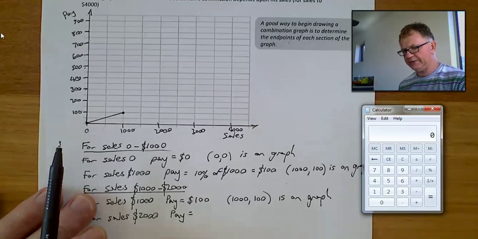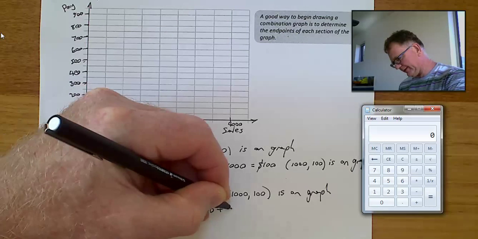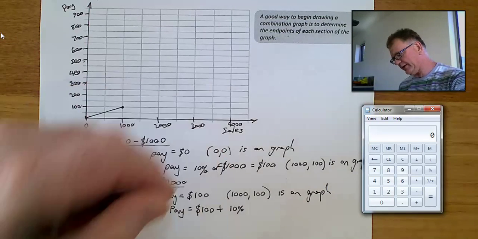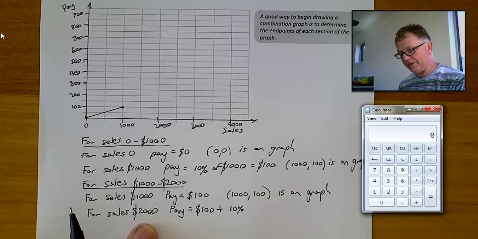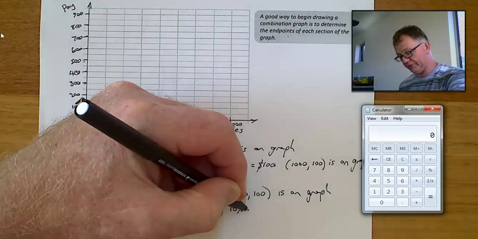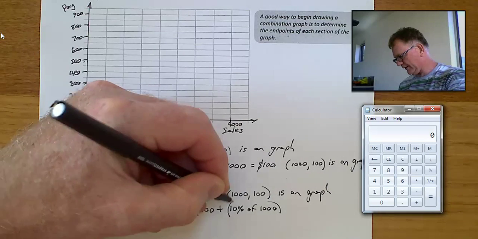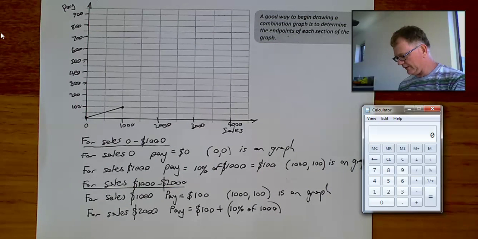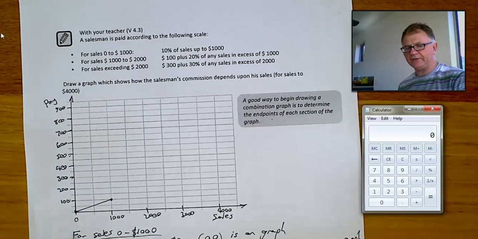So his pay is going to be $100 plus 10% of anything he earns more than $1,000. Now if he's selling $2,000, it'll be 10% of that. Anything more than $1,000 will be $1,000 extra dollars. 10% of 1,000 is 100. Sorry, beg pardon, in this bracket it's 20%, isn't it? Back here it says $100 plus 20% of any sales more than 1,000.